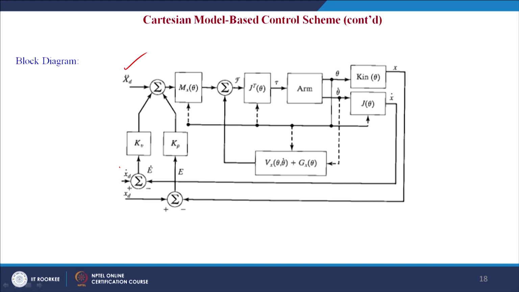The block diagram associated with the Cartesian model based control scheme is given here, where we give the end effector trajectories, the tip trajectories, in terms of position, velocity and acceleration. We are able to obtain the joint torque or the control law, which is J transpose multiplied by F, where F is the summation of Mx of theta plus Vx of theta comma theta dot into theta dot plus Gx of theta.